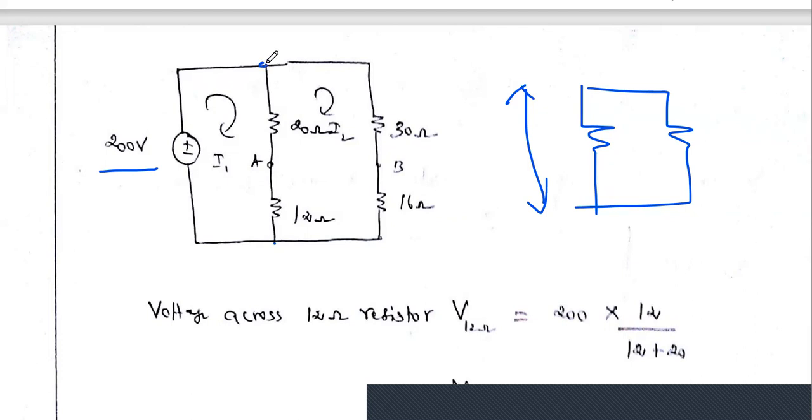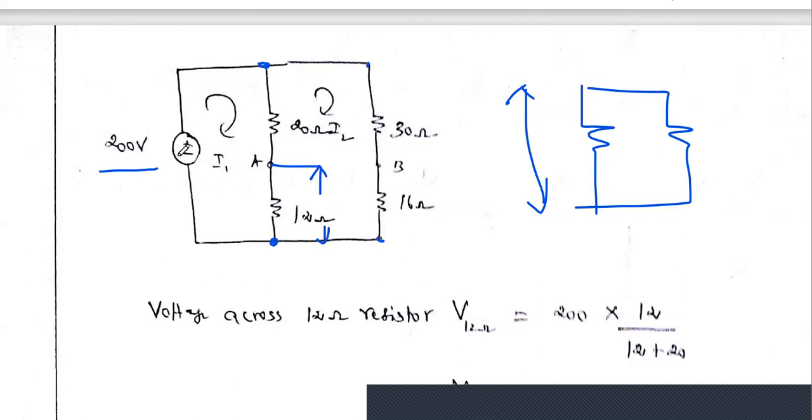So you see, for this 20 and 12 ohm resistor branch, the total voltage across these two resistors is 200 volt. Similarly, the voltage across this 30 ohm and 16 ohm series combination is also 200 volt. Now we want to find the voltage across this 12 ohm resistor. This is nothing but VA.